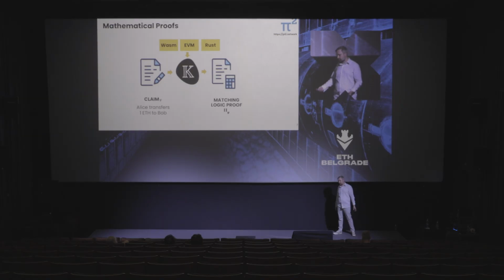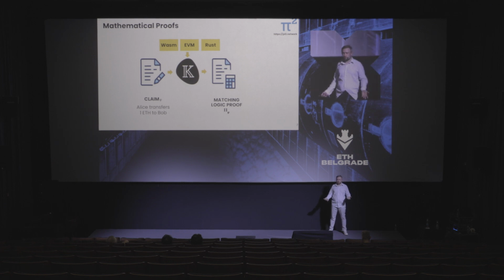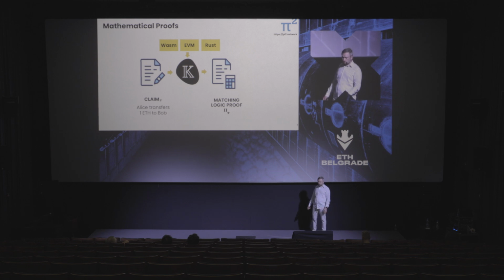Imagine, for instance, you're sending some ETH from Alice to Bob, and you want to ensure that the balance of Bob will definitely increase. It couldn't go below the previous value. To ensure that, you can write some kind of specification added to the program. We call it a claim. But claim can be empty, so you can have only your program. You feed it to K and get a so-called matching logic proof.